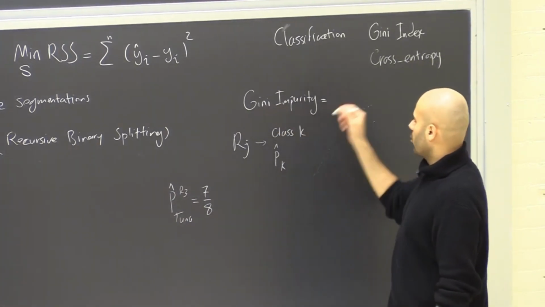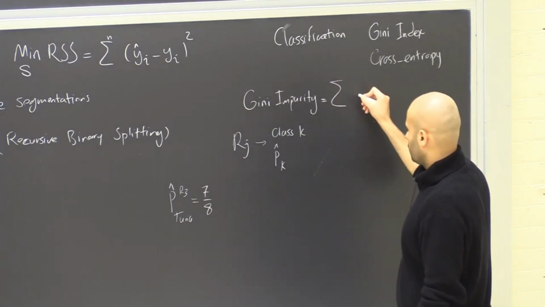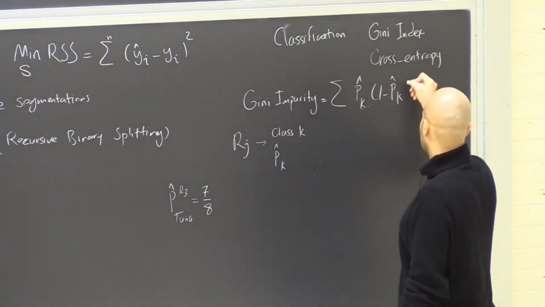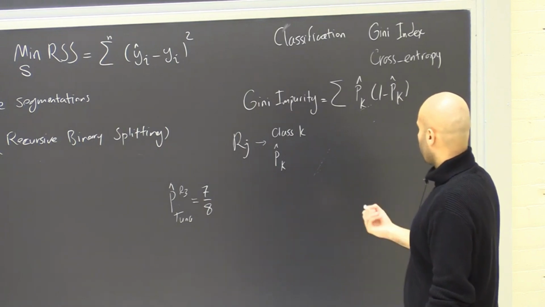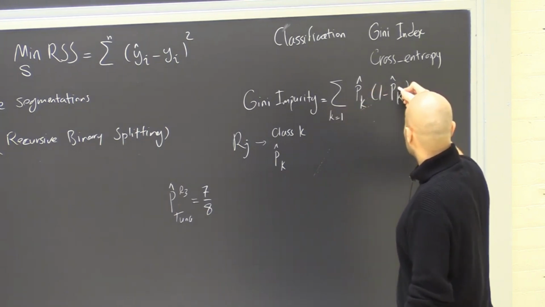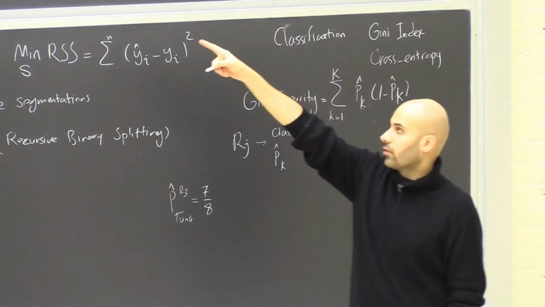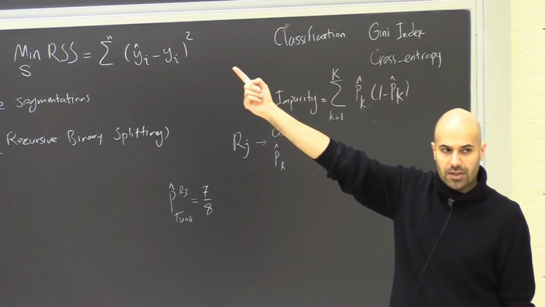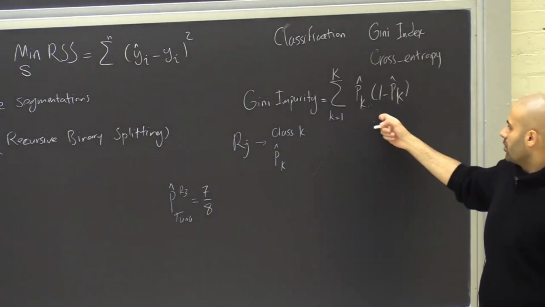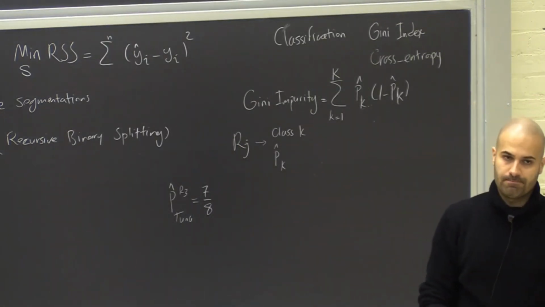So now Gini impurity is the sum of p hat k times 1 minus p hat k for a region like Rj over the classes k equals 1 to capital K, which is the number of classes. For example, for that scatter plot, it was binary classification. We only had 2 types of fish. Therefore, capital K was 2. And this is just Gini impurity that measures how homogeneous a region is.